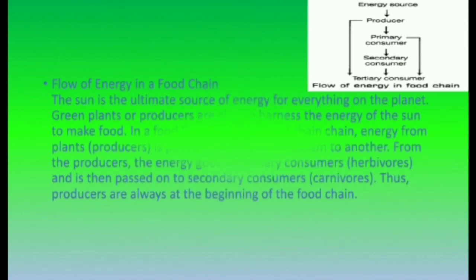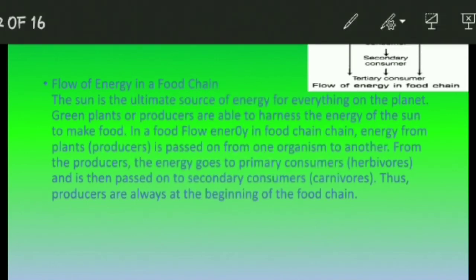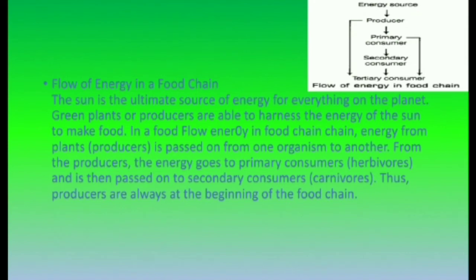So the next one, let's see about the flow of energy in a food chain. The sun is the ultimate source of energy for everything on the planet. Green plants are able to harness the energy of the sun to make food. In the flow of energy in a food chain, energy from plant producers is passed from one organism to another. From the producers, the energy goes to primary consumers, herbivores, and is then passed on to secondary consumers, carnivores. Thus, producers are always at the beginning of the food chain.